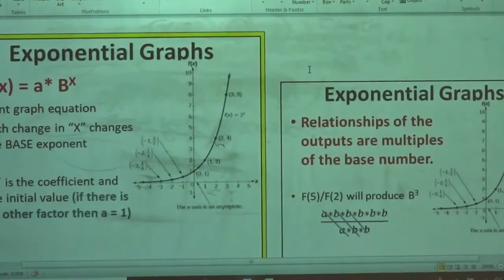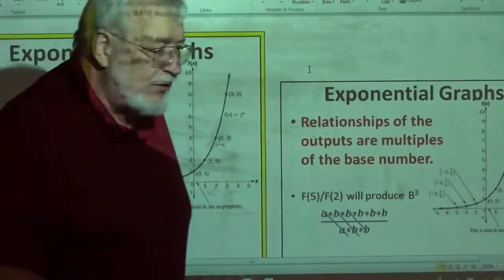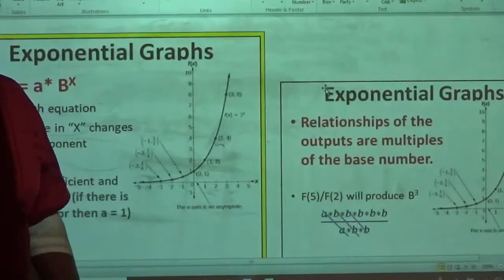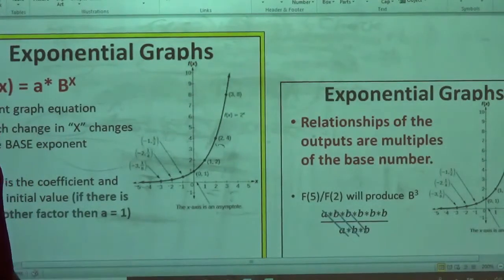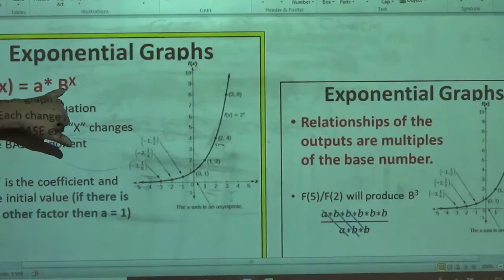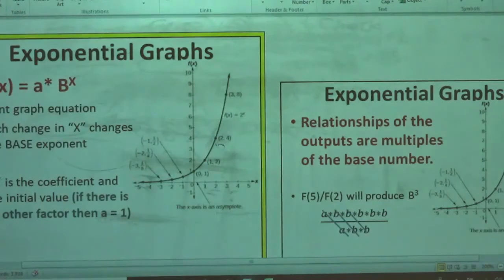Okay, now this is a review and a better explanation of section 6:14 and 6:13. The key that I need to stress is that exponential graphs are written in some form of f of x, which is y equals some value a times a base number to the x power. Okay, now do you have notes? I want you to take notes.